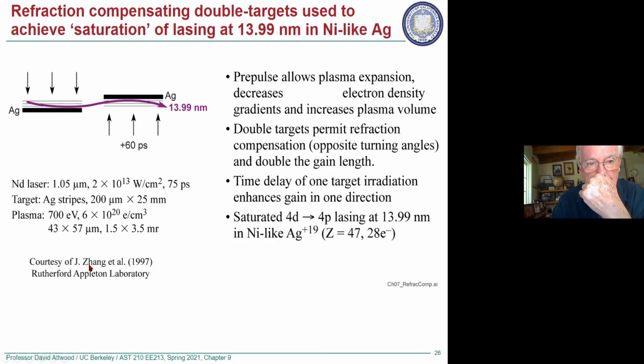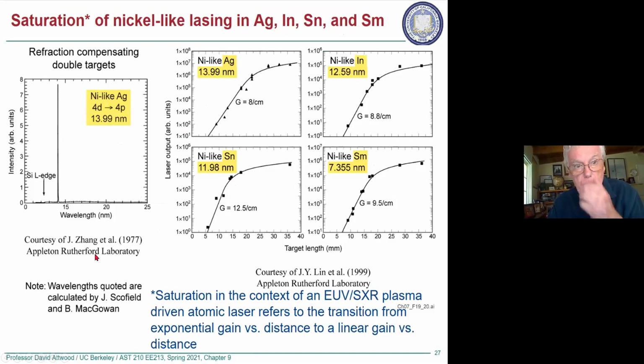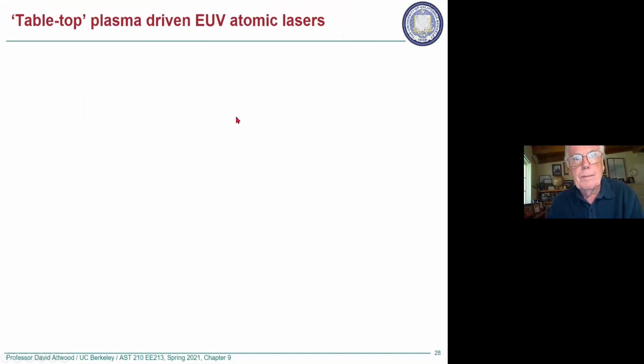It was led by Zhang Jie, for those of you who know how to pronounce it, who later, after many years of leading the program there, went back to China, where he was the deputy head of the Chinese Academy of Science. Okay. So this is some of the work that was done at the Rutherford lab under Zhang's direction. Here's the nickel-like silver, and then they went to even shorter wavelengths, and they got into saturation. Okay. So this is just giving you a sort of survey without a lot of explanation of what people did.